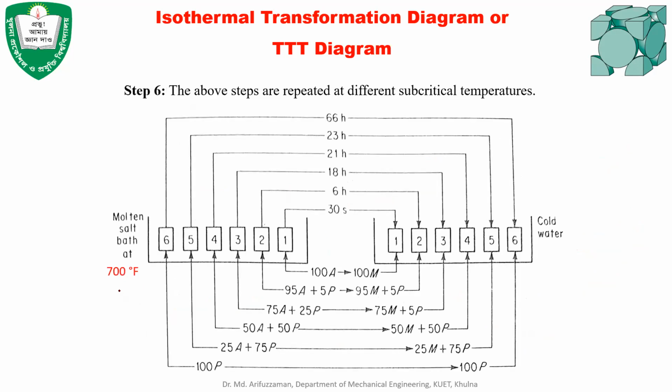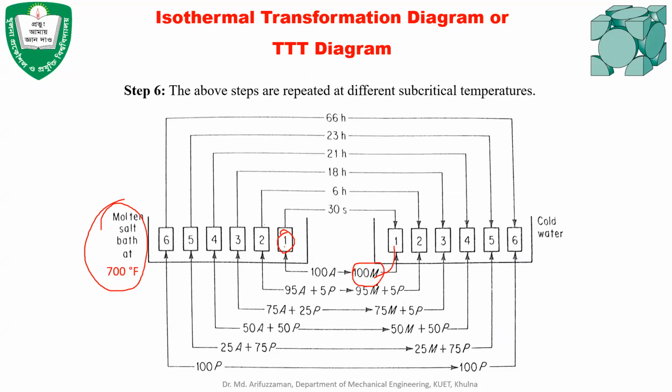And at 700 degrees Fahrenheit, how do you quantify whether austenite has been transformed into martensite or not? To quantify that, you need to study microscopically. For example, in the molten salt bath at 700 degrees Fahrenheit, you kept all 6 samples. After 30 seconds, you take one sample out. Sample 1, you take out and quench it in the cold water. And after examining the microstructure, you saw that there is 100% martensite in the microstructure.